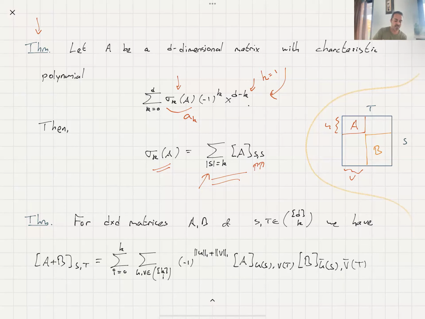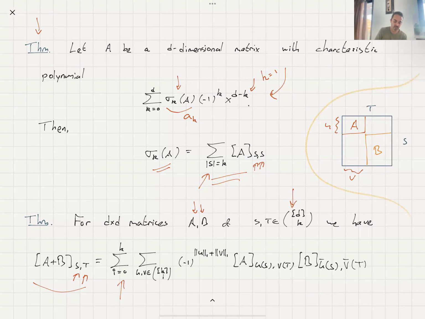So you can ask, if I have two matrices A and B, d by d matrices, and I ask what's the S,T minor of their sum, then it should appear at some point, right? Because we're talking about sums of matrices. How can you express it in terms of minors of the individual matrices? Then it turns out that if the sets S and T are of size K, that's what's written here, then what you should do is the following.